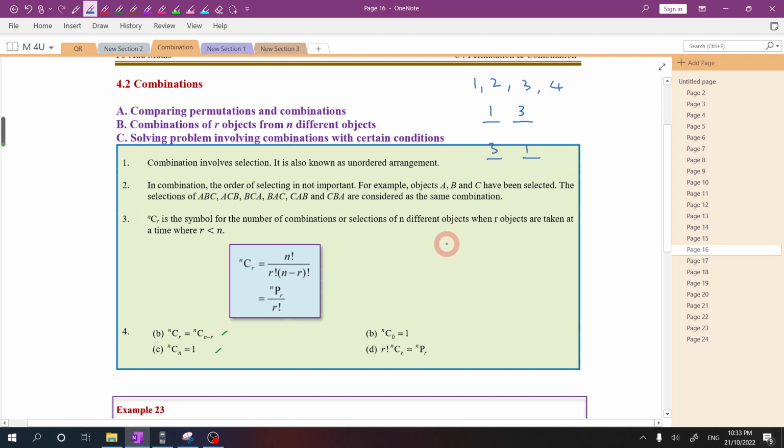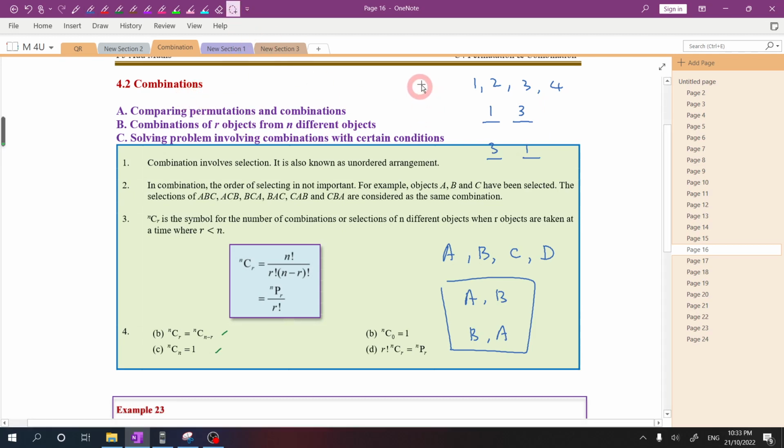But how about, let's say, if you have 4 students, A, B, C, and D. You want to form a team which consists of 2 students. You choose A first, followed by B, or B first, followed by A. They are actually the same team, right? So in this situation, we say that the order of arrangement is not important. So we will be using combination for this, and for this, where the order of arrangement is important, we will be using permutation. Okay, so in this video, let's focus on combination.